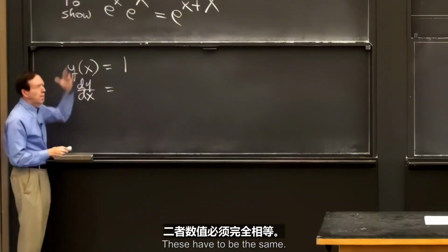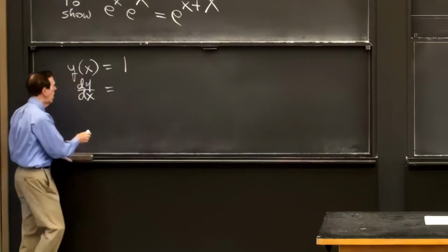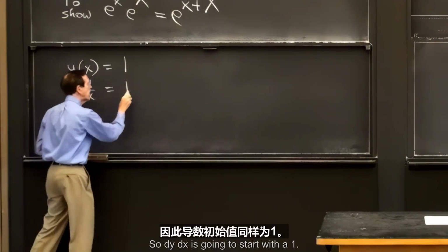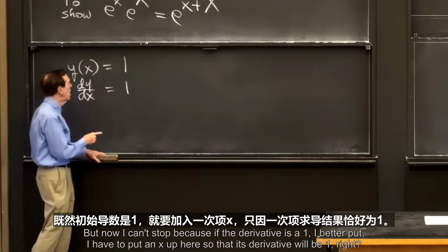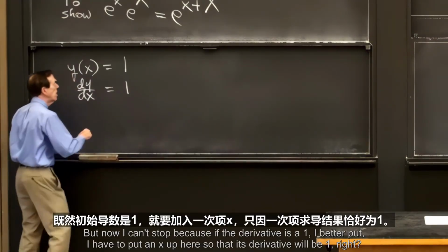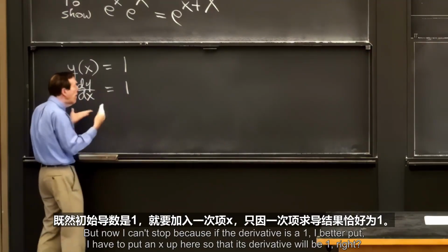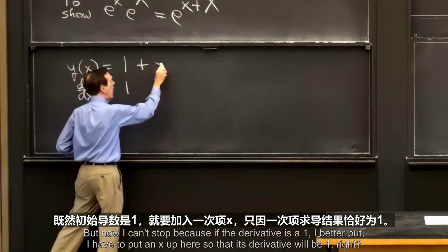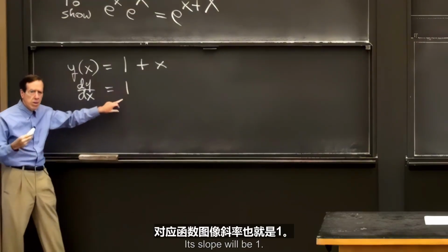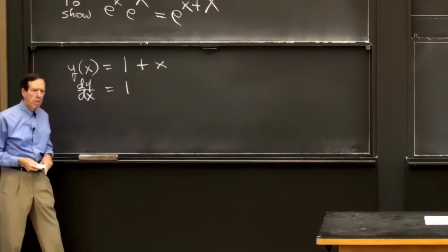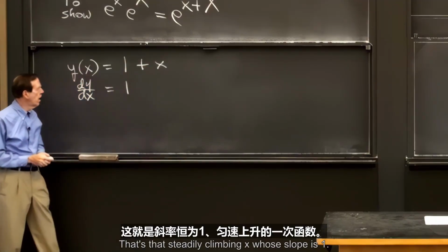These have to be the same. That's my rule. So dy/dx is going to start with a 1. But now I can't stop, because if the derivative is a 1, I have to put an x up here so that its derivative will be 1, right? Its slope will be 1. That's that steadily climbing x whose slope is 1.